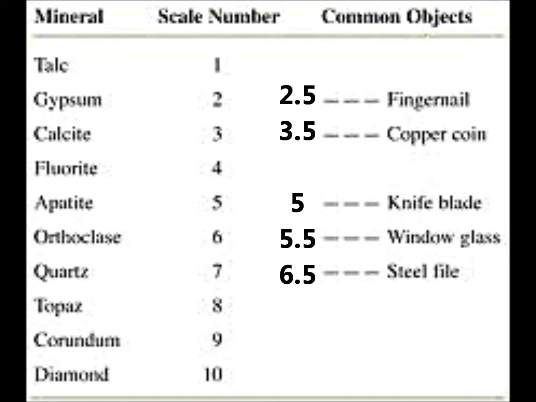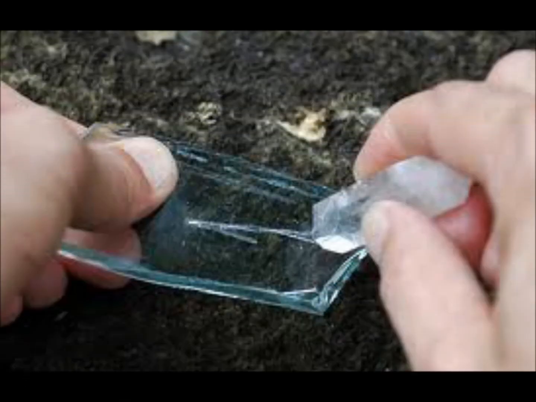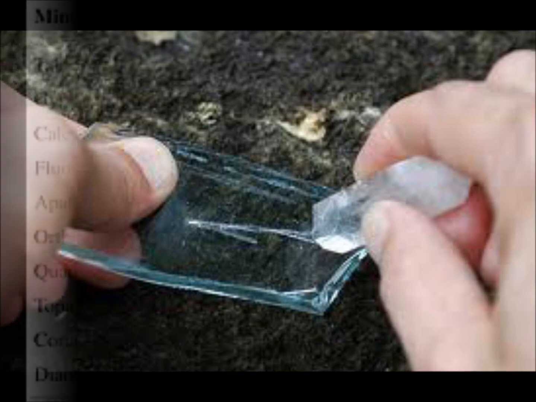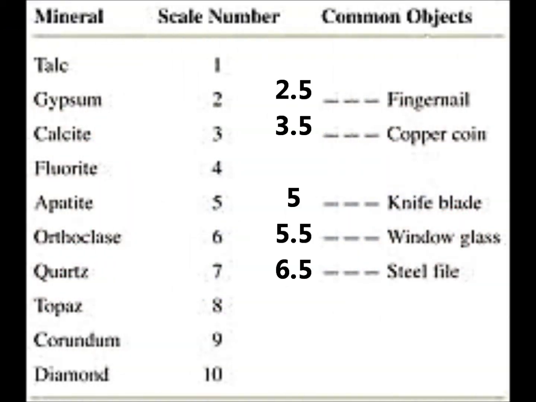So, if we take our mineral we think is quartz and try to scratch glass, and it does, we can be sure it isn't fluorite, apatite, or orthoclase, which is commonly known as feldspar too, because those three are below the hardness of glass and could not scratch it. Does that make sense? Okay.